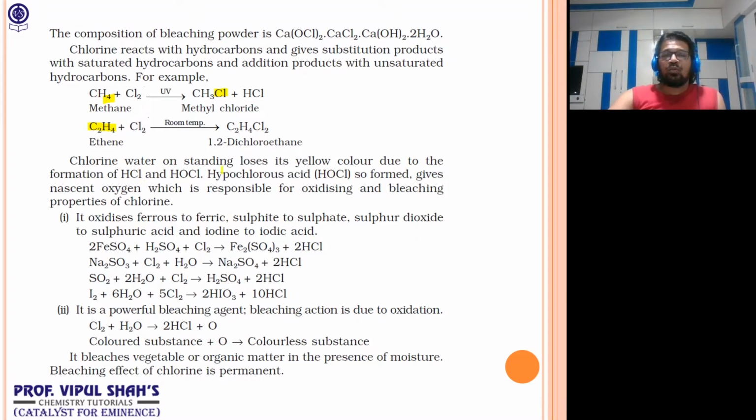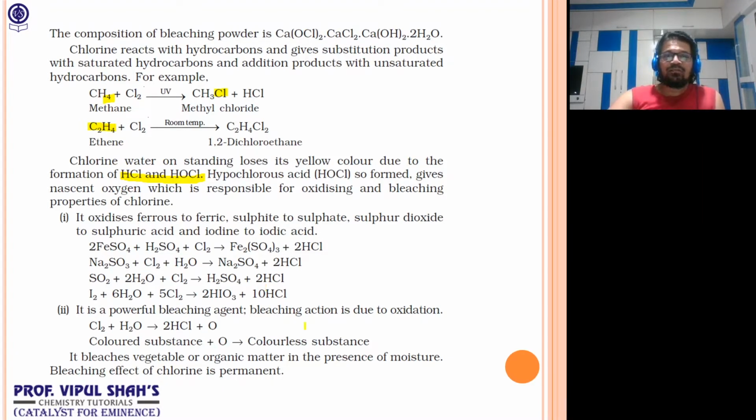Then it says chlorine water on standing loses its yellow color due to formation of, as I told you, if you dissolve chlorine in water, it forms a mixture of HCl and HOCl, hypochlorous acid. And this HOCl is responsible for the bleaching nature. How? Chlorine plus water gives you HCl plus HOCl. HOCl gives HCl plus nascent oxygen. That nascent oxygen reacts with the vegetable coloring matter, or whatever stain is on the cloth. Is this clear? That nascent oxygen converts the coloring matter into a colorless matter. That's the process we call bleaching.